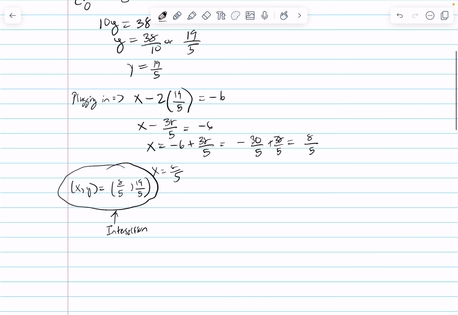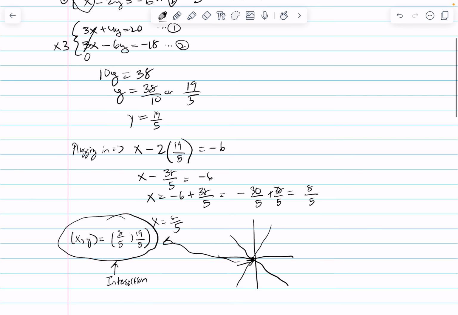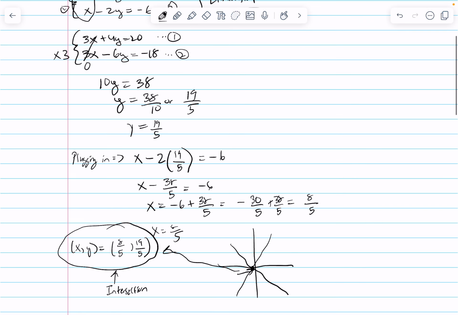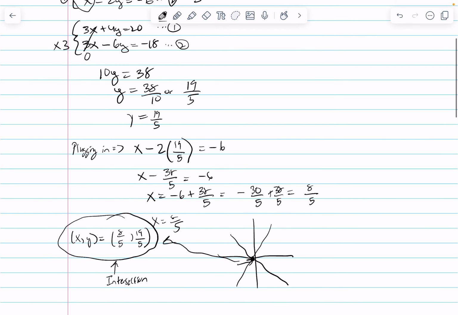So I'll just draw an example. It's not the same equation. Let's say I have one equation going this way and one equation going this way. This intersection point right here would be that ordered pair. So the third way, which I'm not teaching you, is graphing. You can graph these out and roughly know the ordered pair, but I like the substitution and elimination methods because you can get the exact coordinates.